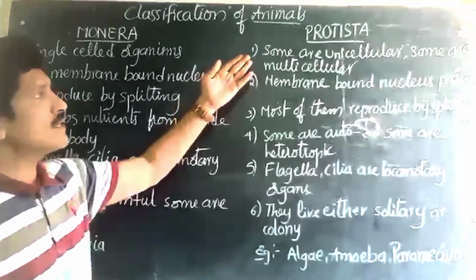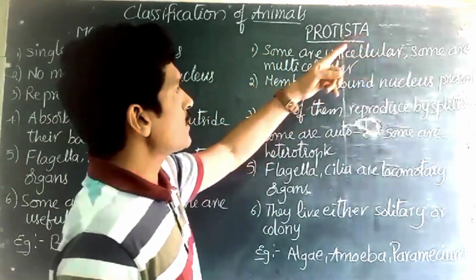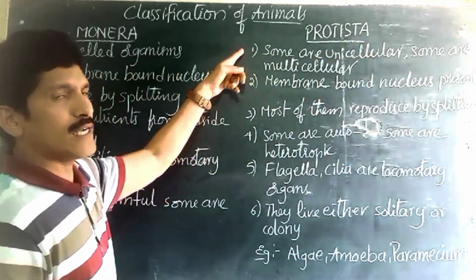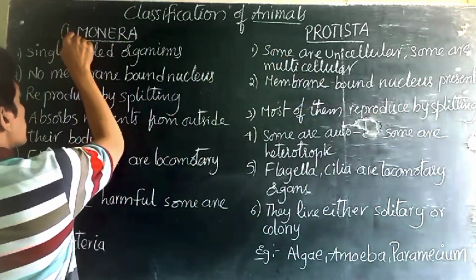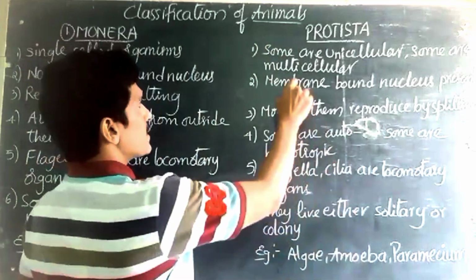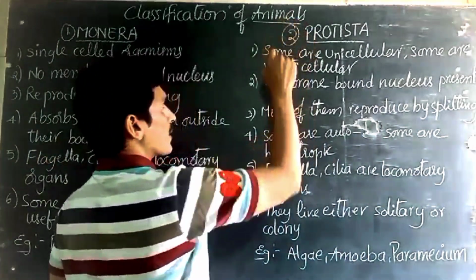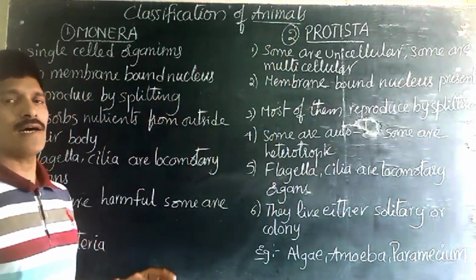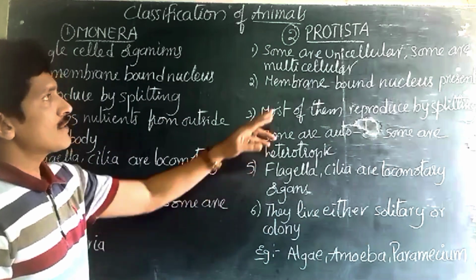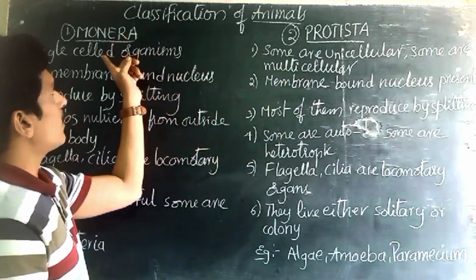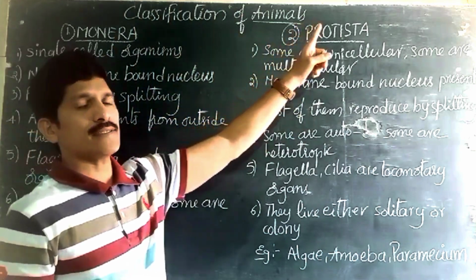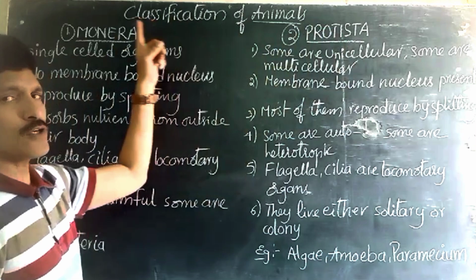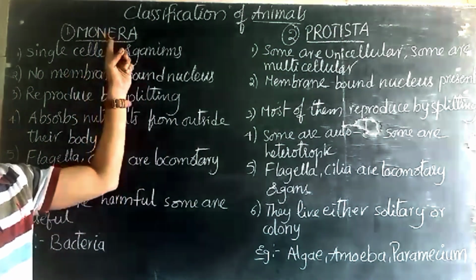And coming to the second group, Protista. Protista organisms actually evolved from Monera organisms. Monera organisms are the first group of organisms and Protista organisms are the second group of organisms. When you see the evolution of species, the Protista organisms evolved from Monera organisms, so some characters in Protista resemble those of the pre-existing group Monera.